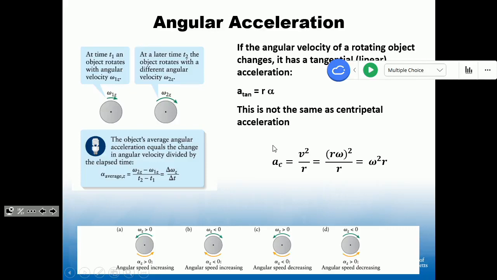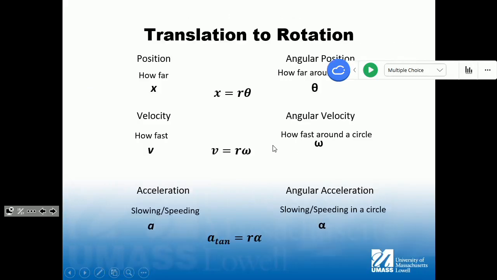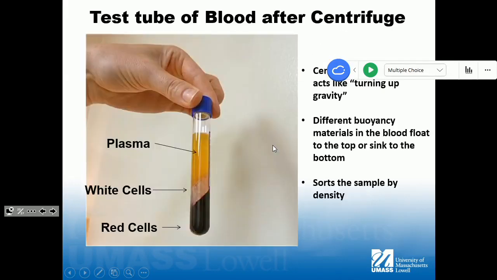Alpha, on the other hand, can be related to the tangential acceleration. Alpha only exists when omega is changing, so when this object is increasing its spin speed or decreasing its spin speed. But regardless, it will always have centripetal acceleration, which is omega squared r. Everyone with me so far? Okay. So we can relate the tangential acceleration to alpha as r alpha. This will only happen when something is slowing down or speeding up in terms of its angular speed.